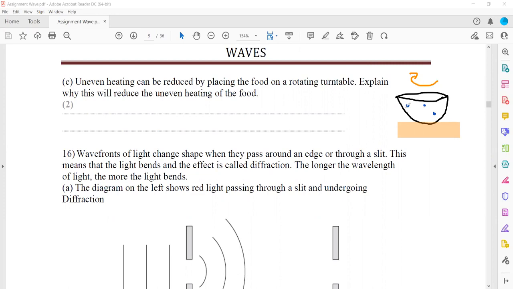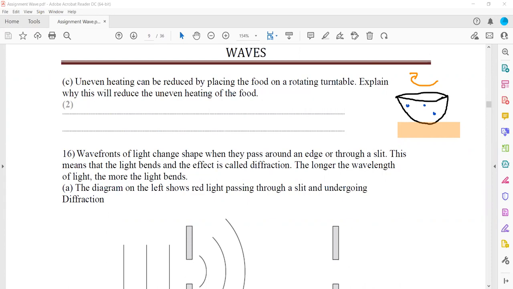Because maybe right now at this position there is a cold spot, but because the food is continuously changing position, it will reach a point where there is a constructive interference or a hot spot, so it will reduce the uneven heating. Otherwise, if there was no turntable, and this is kept inside a microwave, it will have uneven heating.